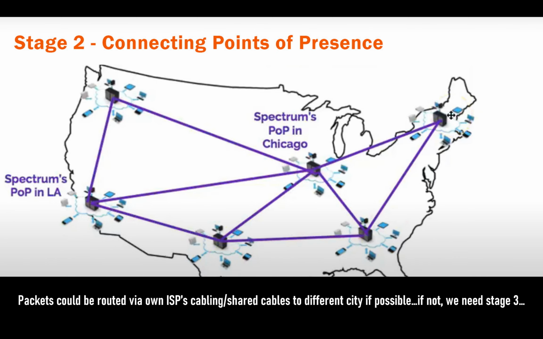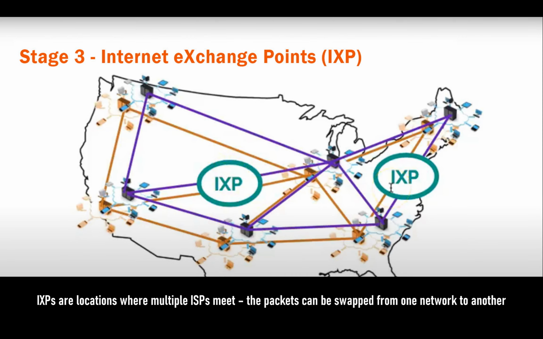Then you're going to have to connect those points of presence. Here we just see the different cities, and packets can be routed via their own ISP's cabling or shared cables to a different city, or a different point of presence, if possible. If not, then we need stage 3.